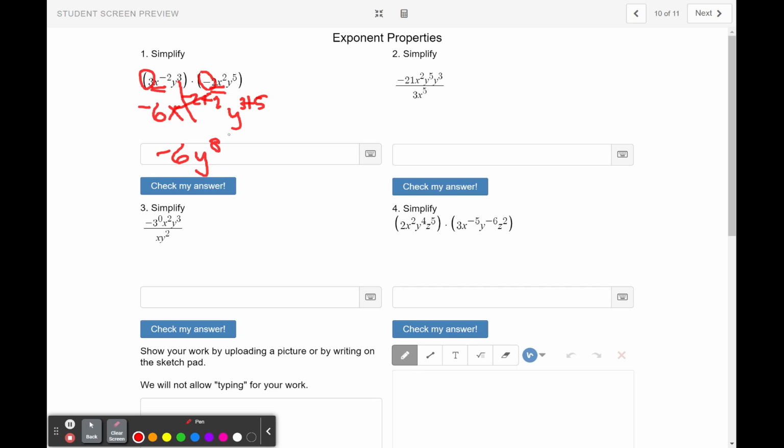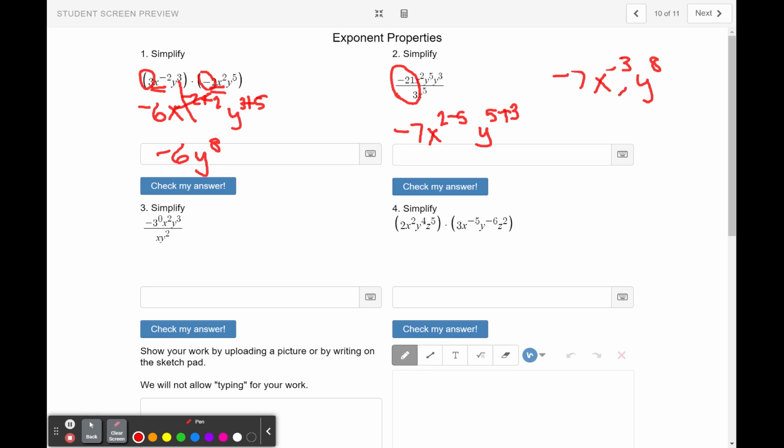Now for number 2, it's slightly different because you're dividing. So you actually have to divide the big numbers. You have to do the -21 divided by 3, which is -7. And then you subtract the exponents of the same base. So 2 minus 5 for the x. And notice y to the 5th times y to the 3rd. When you say times, you're adding the exponents. So then we have -7, x raised to the -3, and then y to the 8th.